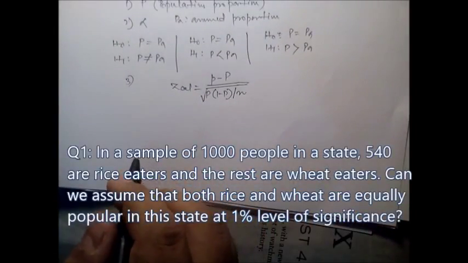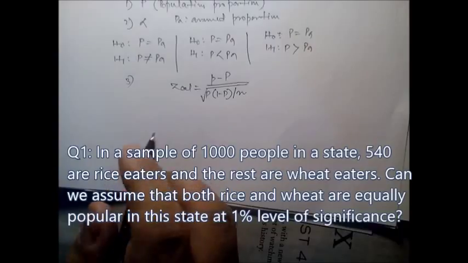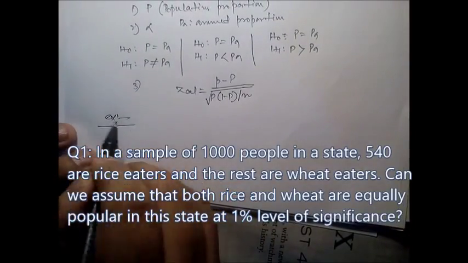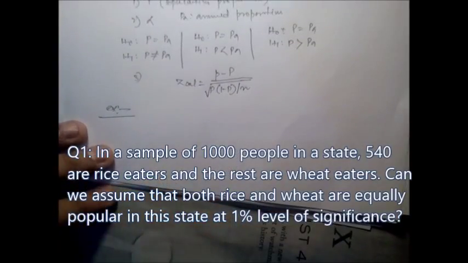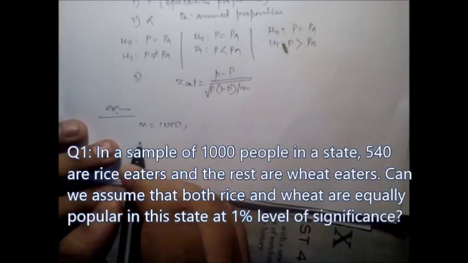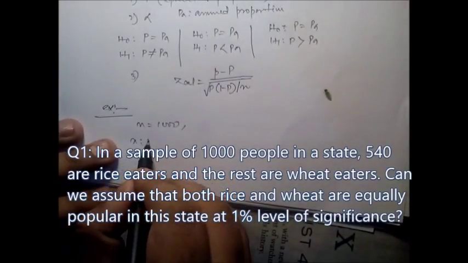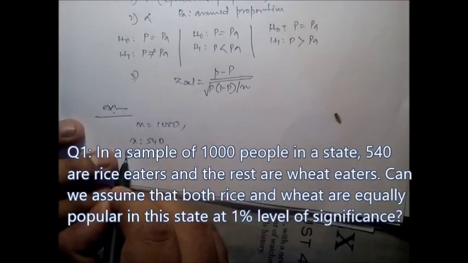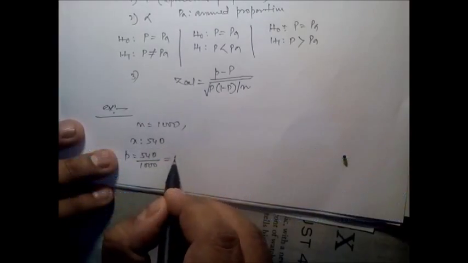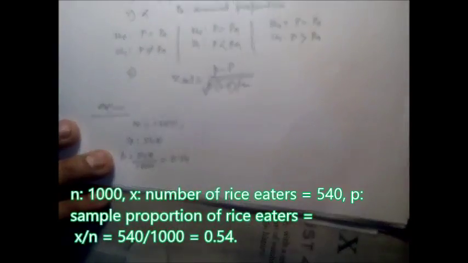Now example: in a sample of 1000 people in a state, 540 are rice eaters and the rest are wheat eaters. Can you assume that both rice and wheat are equally popular in the state at 1% level of significance? So here n is equal to 1000, number of rice eaters 540, proportion of rice eaters 540 by 1000, that is 0.54. Okay.